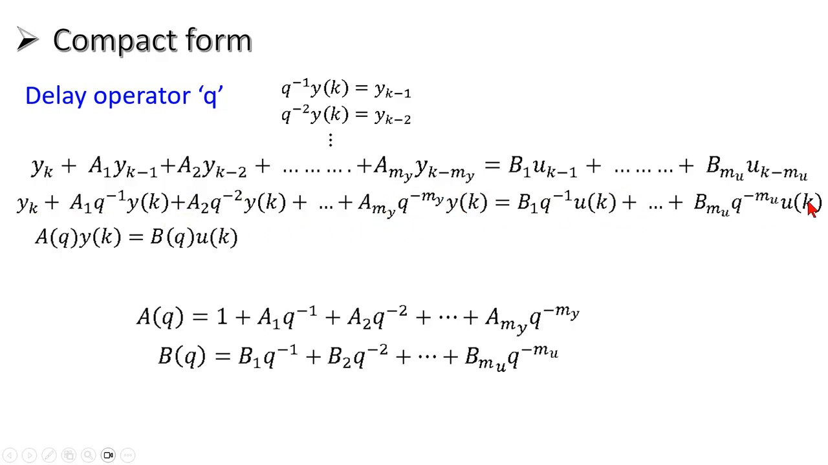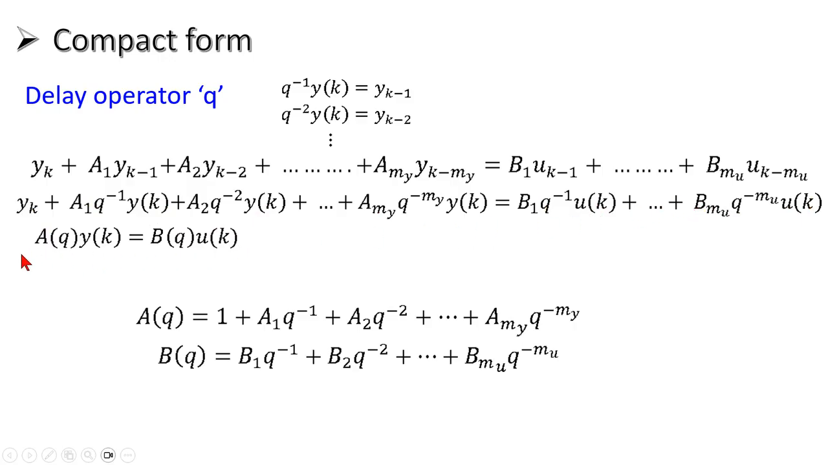Now using this delay operator, we can rearrange this into a more compact form. Let us do so. So instead of y(k-1), we can use this term. Instead of y(k-2), we can use this term, and so on. Similarly we will also express the past inputs using the delay operator. If we rearrange these terms, then we will get the compact form. Now, let us take y(k) common from the left-hand side expression and similarly let us take u(k) common from the right-hand side expression.